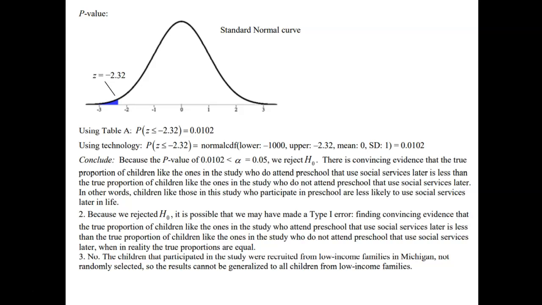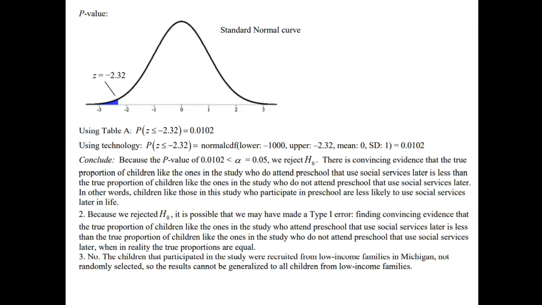So there is convincing evidence that the true proportion of children like the ones in the study who do not attend preschool that use social services later is less than the true proportion of children like the ones in the study who do not attend preschool that use social services later. That is an epic mouthful of words. I feel like they could have condensed that a bit, but that's okay. In other words, children like those in this study who participate in preschool are less likely to use social services later in life. That makes a lot more sense.